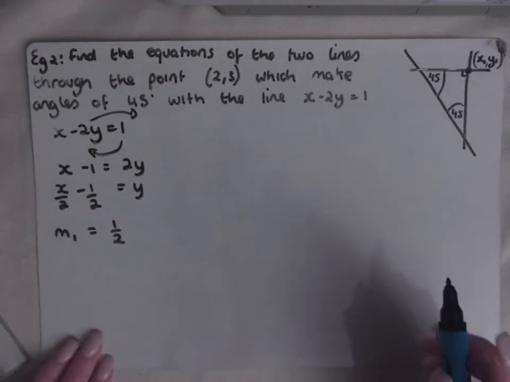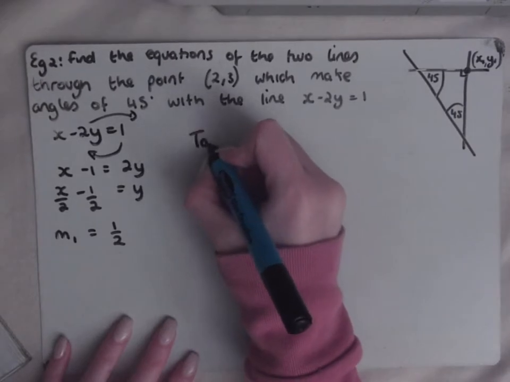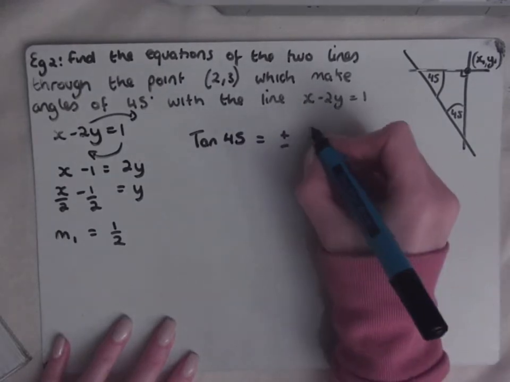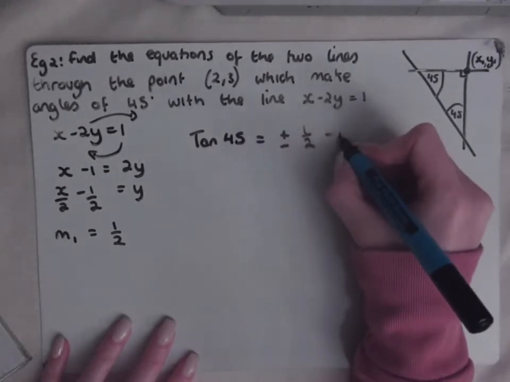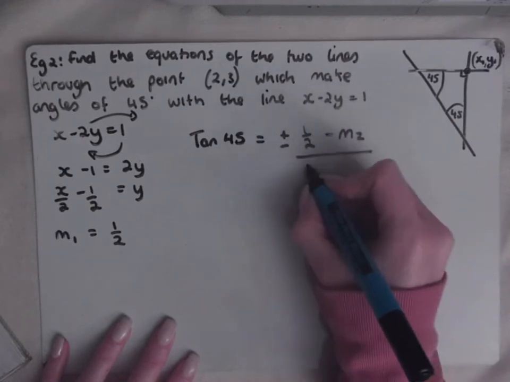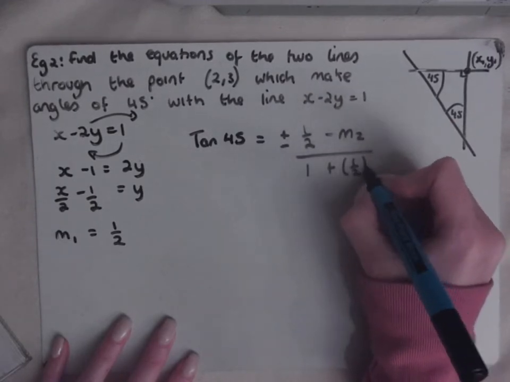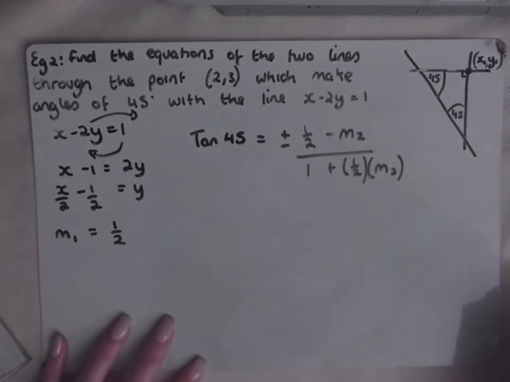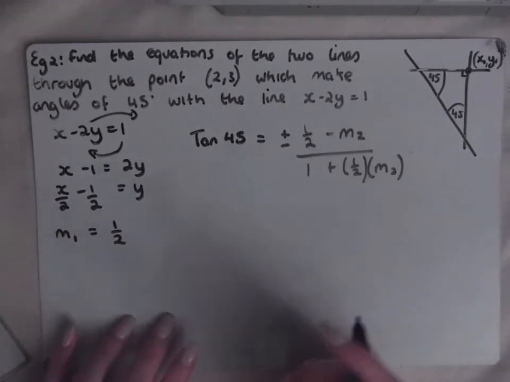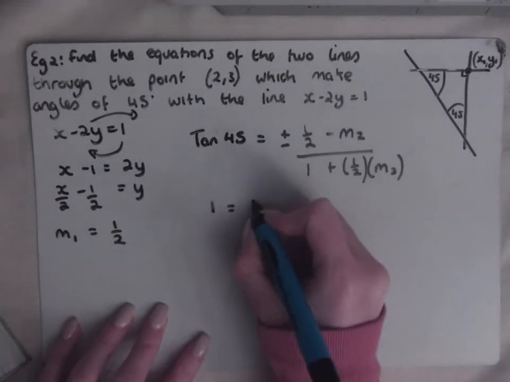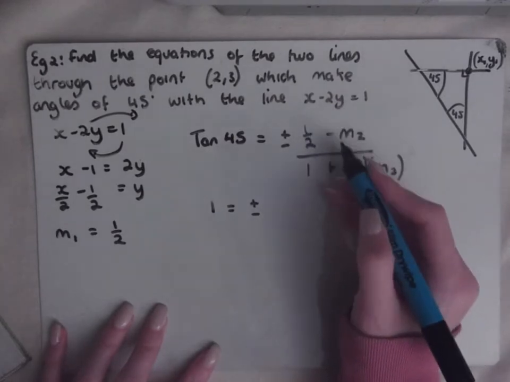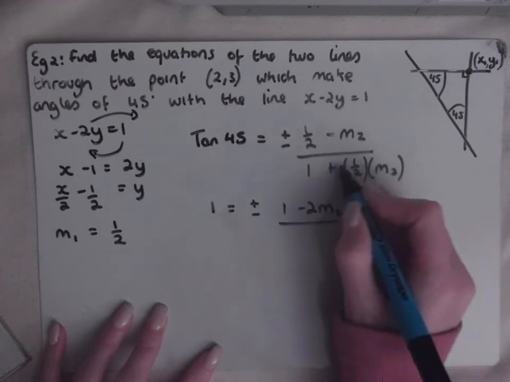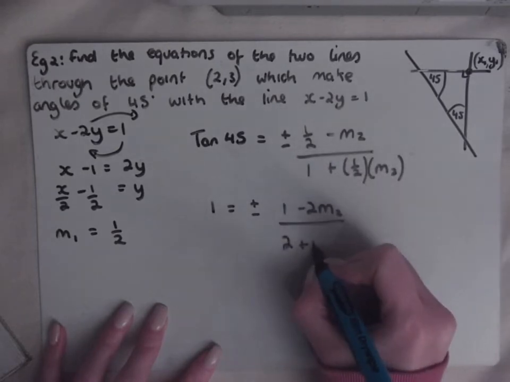Now what we're going to do is we're going to use our formula, and our formula is tan of theta, so tan of 45 is plus or minus M1 minus M2 over 1 plus M1 by M2. Now I'm leaving M2 there and we're going to solve to find what M2 is. Okay, now tan of 45, when we put it into our calculator, is 1 equals plus or minus. Now I'm going to multiply the top line here by 2 to get rid of the half, so that'll be 1 minus 2 M2. And I'm also going to multiply the bottom line by 2. That's going to be 2 plus M2.